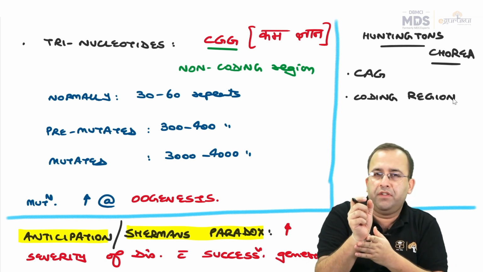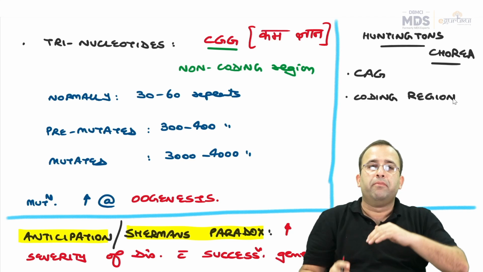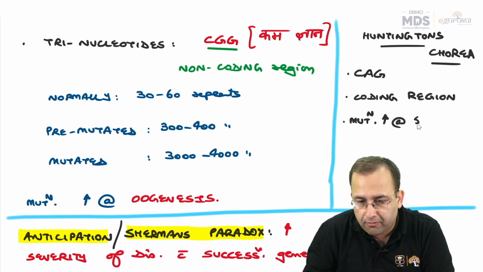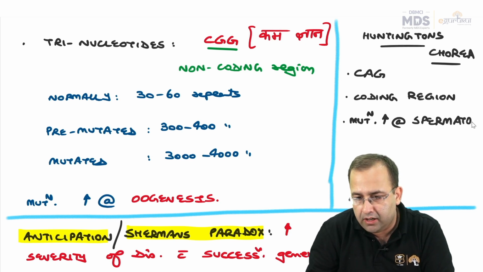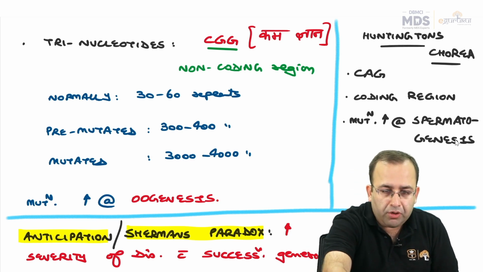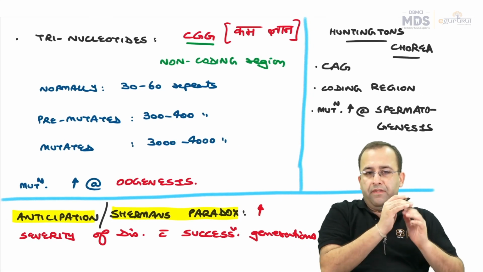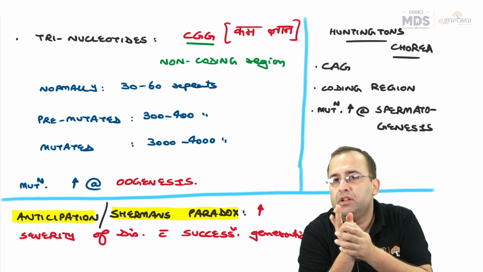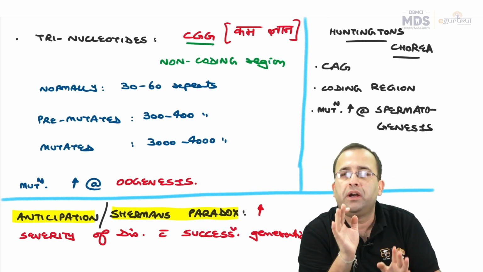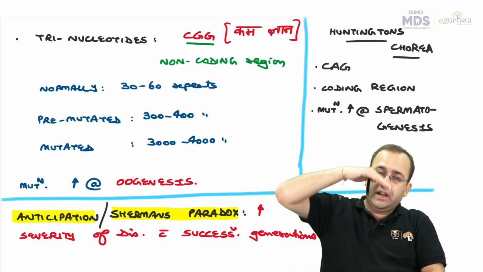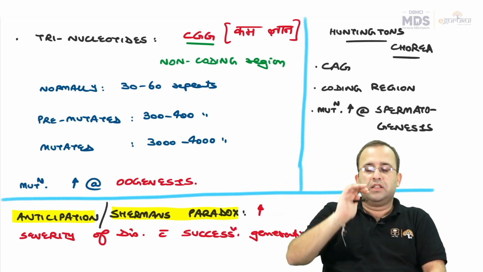And the trinucleotides which are repeated in coding region, in them the mutation increases at spermatogenesis, that is from father to the child. Now it does not matter whether the mutation increases at oogenesis. The non-coding region repeat diseases had the mutation increasing at oogenesis, versus in coding region, the mutation increased at spermatogenesis. Does not matter. Both of them show anticipation or Sherman's paradox, that is increasing severity of the disease with successive generations.